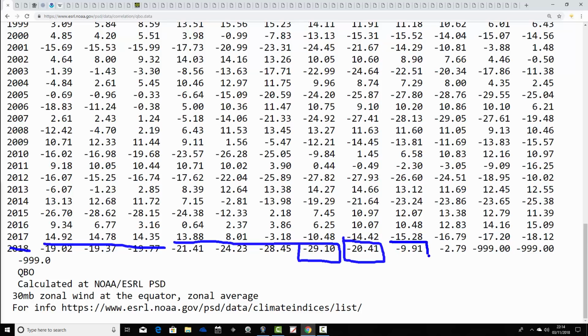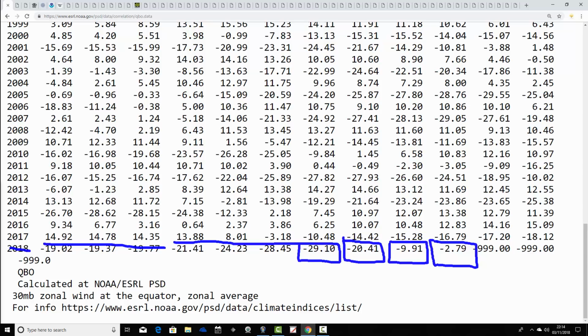September came out at minus 9.91, so again a dramatic weakening from August to September. The very latest number for October, in terms of the QBO, has come out at minus 2.79. So we weren't sure whether October would be still just about easterly QBO, or whether it would be just into a very slight westerly QBO. Actually, we were still in a weak easterly QBO during October at minus 2.79.